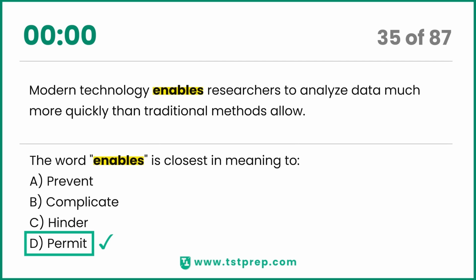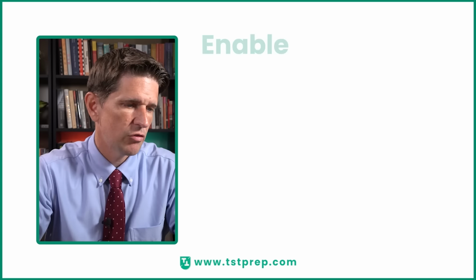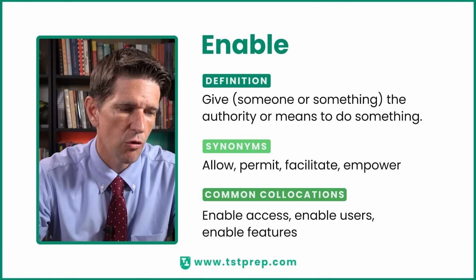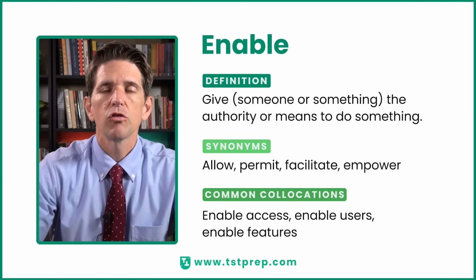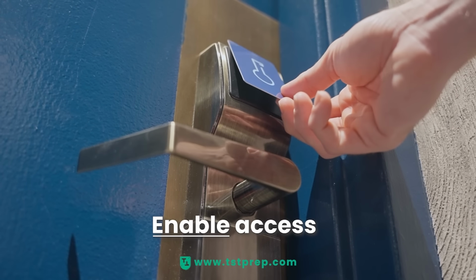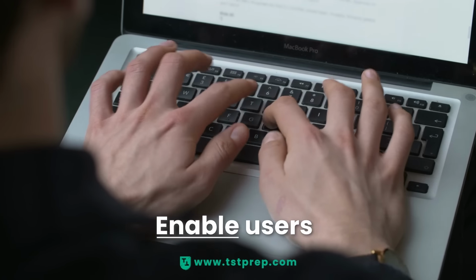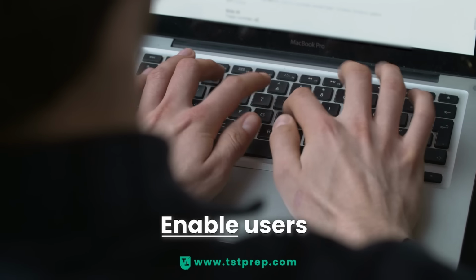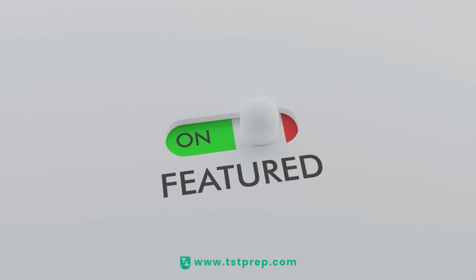All right, here the correct answer is D, permit. So enable is to give someone or something the authority or means to do something. So somebody lets you do something, they enable you. So enable access: they give you access. Enable users: they let users do something. Enable features: they open up features. You could think of opening a door as enabling.